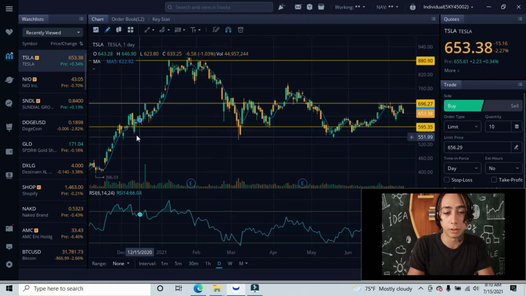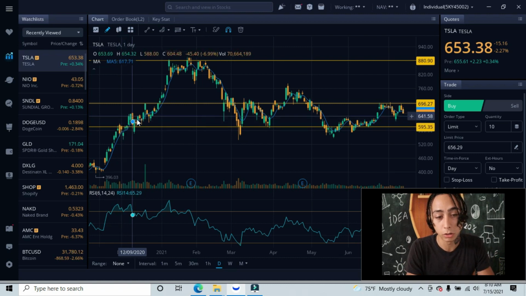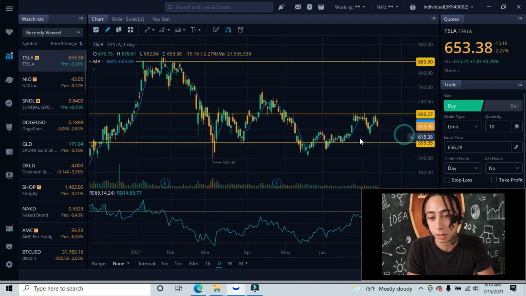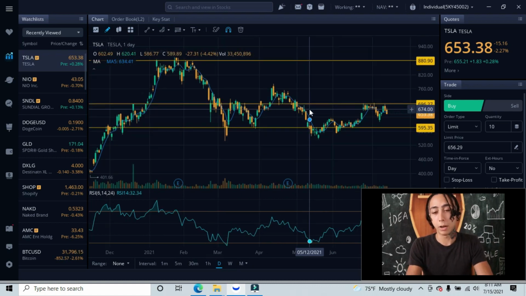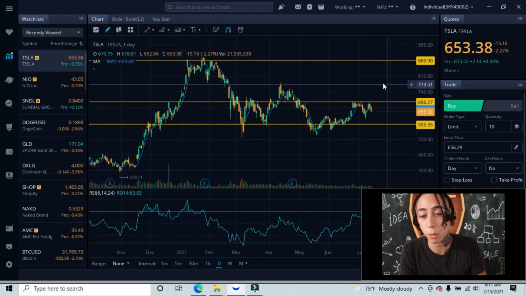And if we look left, you can see that it was working as resistance before, and then started working as support on the opposite side. So you can see we bounced from this area, this area, this area, this area, and a little bit over here. Okay, so these are heavily tested areas, you guys. We have to respect these lines, and now we're going to get into where we're at currently.